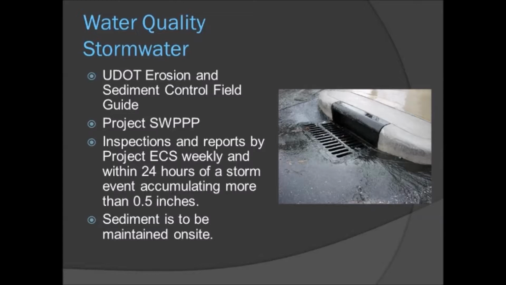Additionally, as mentioned before, the ECS will perform inspections weekly and within 24 hours of a storm event of half-inch or more precipitation. These inspections are used in order to ensure that all sediment controls are in place and functioning properly, and there were no breaches in the controls during the storm event.